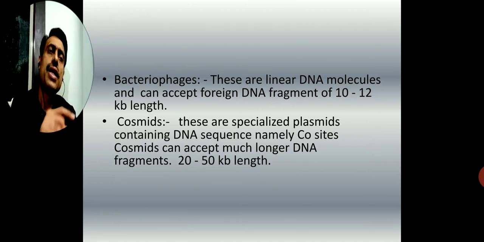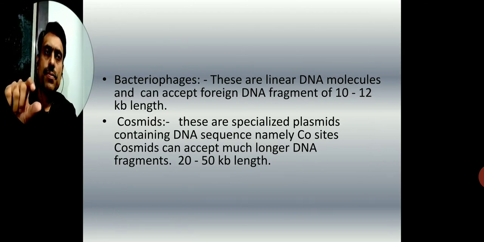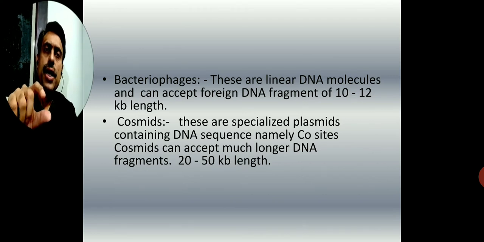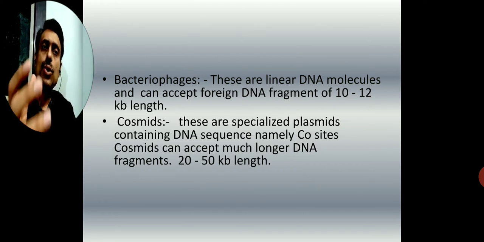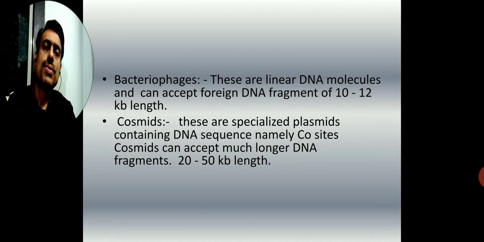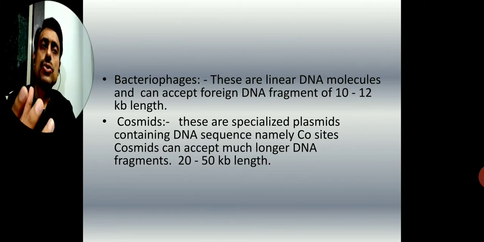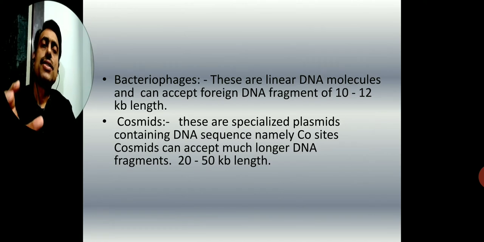Bacteriophages are linear DNA molecules, and they can accept a foreign DNA fragment of 10 to 12 kilobase length. And what are cosmids? These are specialized plasmids, and they contain a DNA sequence, namely cosites. Cosmids can accept much longer DNA fragments, that is 20 to 50 kilobase length.